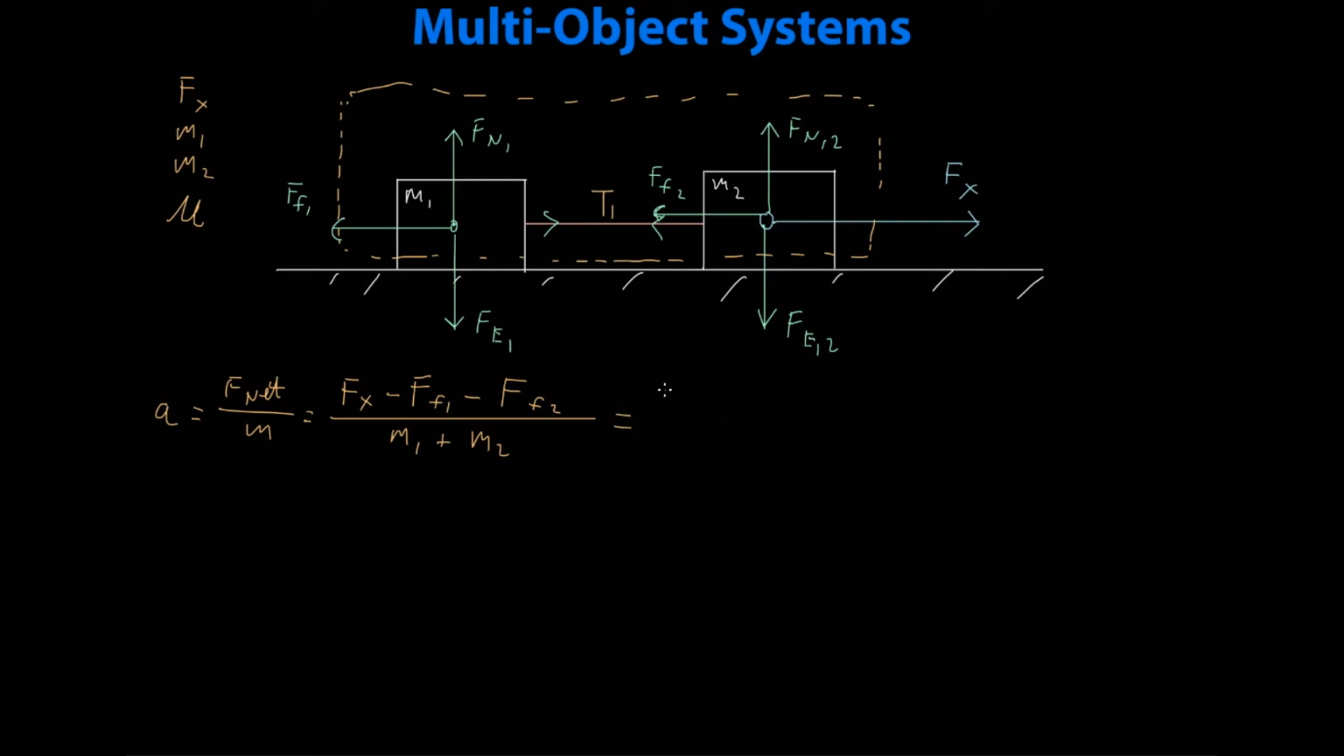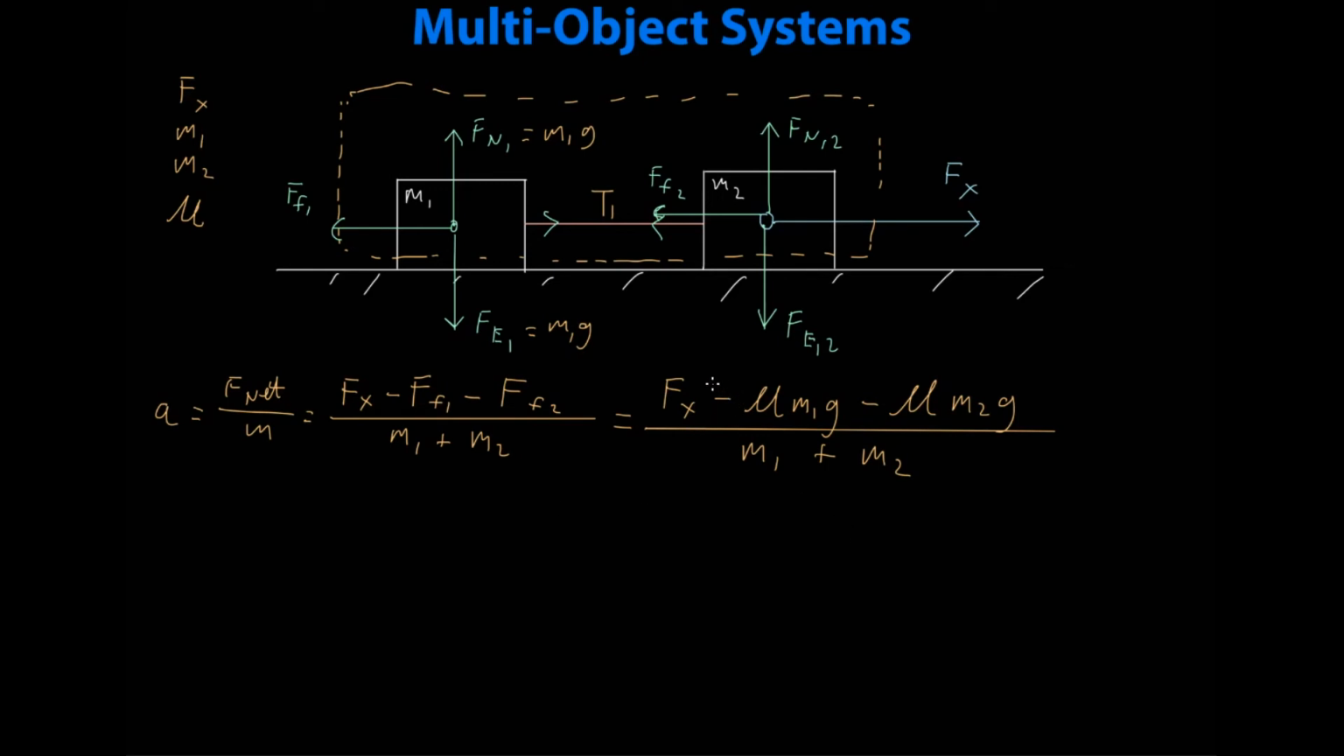I now need to expand this. Force X minus friction, by definition, is mu times force normal. And in this case, that would be mu m1g minus mu m2g, over m1 plus m2. This is because force of Earth is mg. This is horizontal ground. There's no acceleration on the y-axis, so force normal is also m1g. Same thing with mass 2.